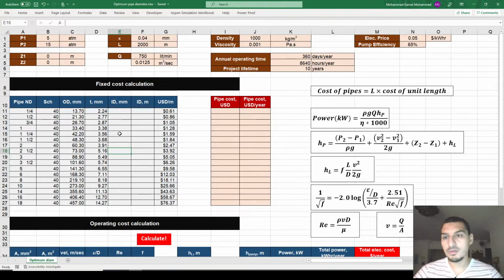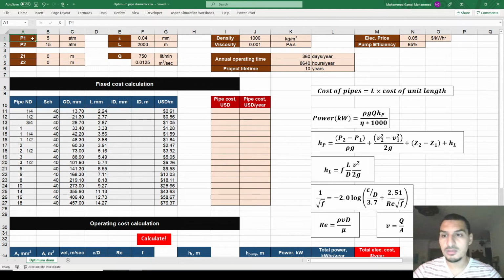Hello everybody. So in this video we're going to start with the calculations of the optimum pipe diameter that was discussed in the previous video in detail. What we're going to do now is the fixed cost calculation and the operating cost calculation, and the sum of them for many diameters, and we will draw the curve and see how we can get the optimum diameter.